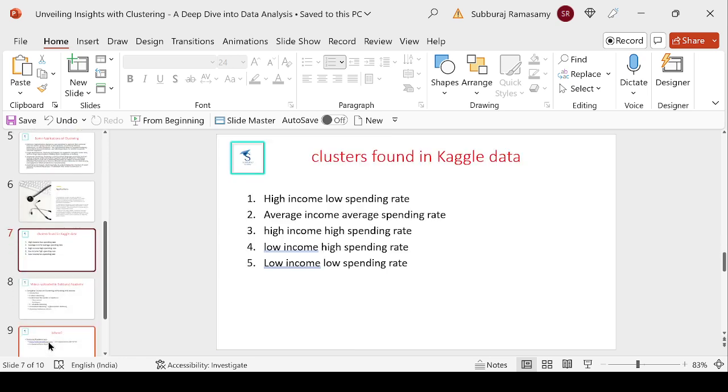In fact, when I was preparing the course, I used Kaggle data as usual, and from one dataset I could get 5 classes. They are high income, low spending rate customers, a small group. High income, low spending rate. Average income, average spending rate. High income, high spending rate. Low income, high spending rate. Low income, low spending rate. Suppose you reduce it to 3 clusters, then you'll get a different pattern. So that will help big organizations like Walmart to stock their products.